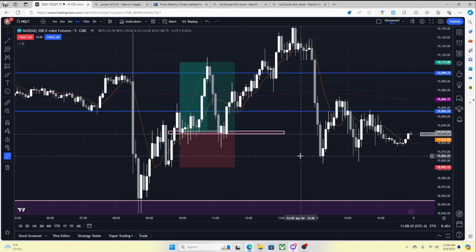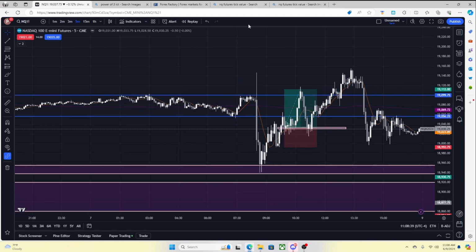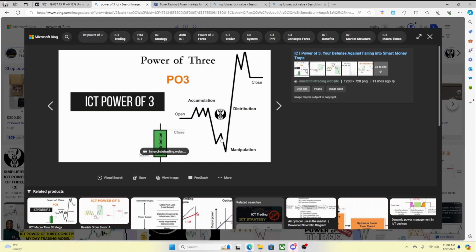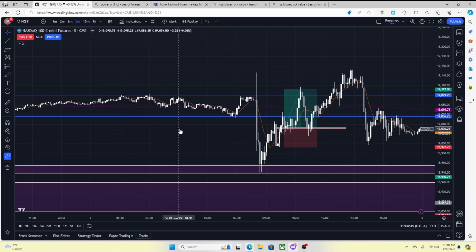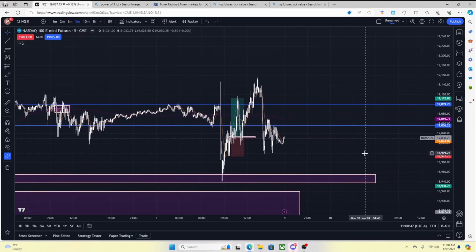Trying to identify which direction the market's going to be heading, and then marking out your power 3: accumulation, manipulation, distribution, because it's a very big concept in the market. It's how the market likes to move, make patterns, repeat itself.